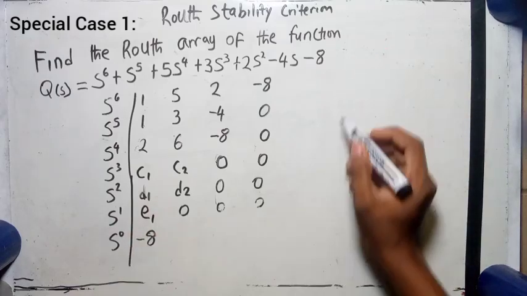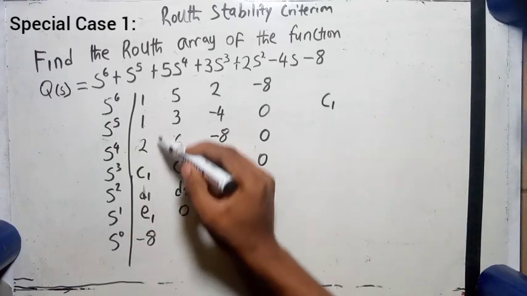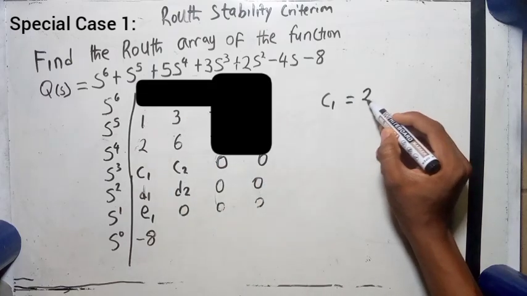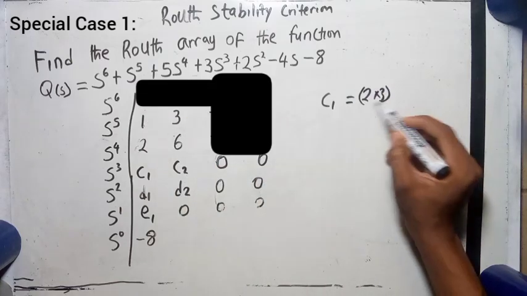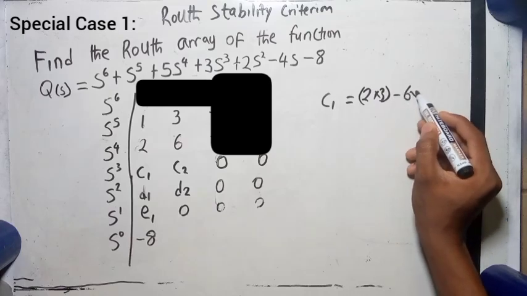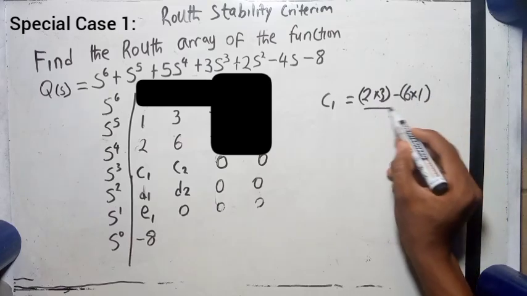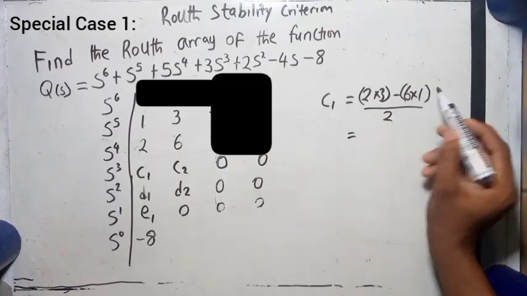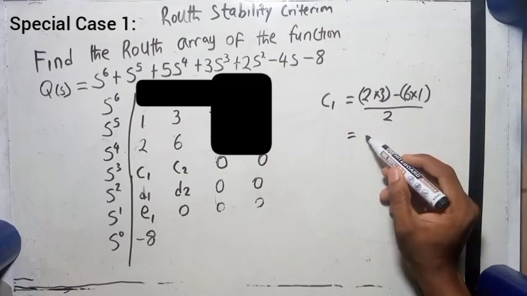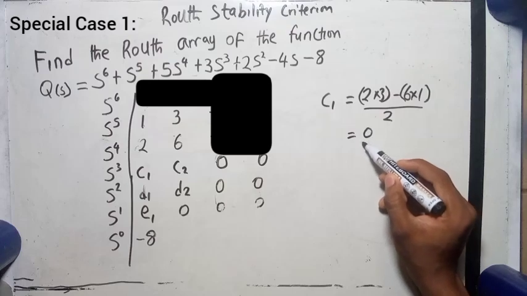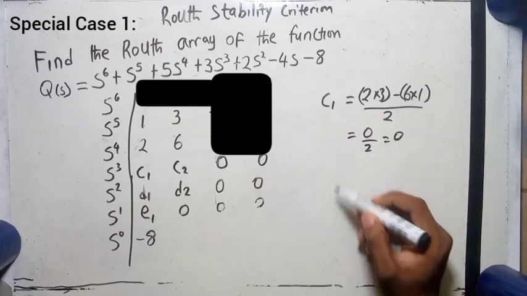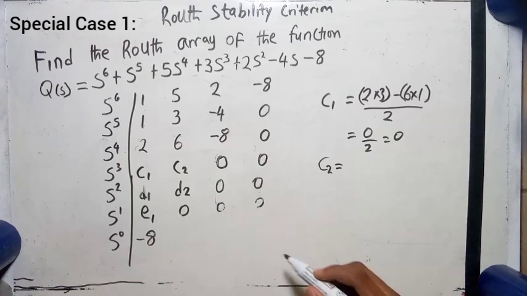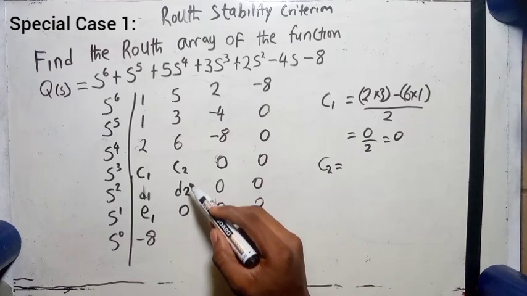Now, going over to C1, we take this and this. That will be 2 times 3 minus 6 times 1 over 2. This is 6 minus 6, that is 0 over 2, which is 0. So our C1 is 0.